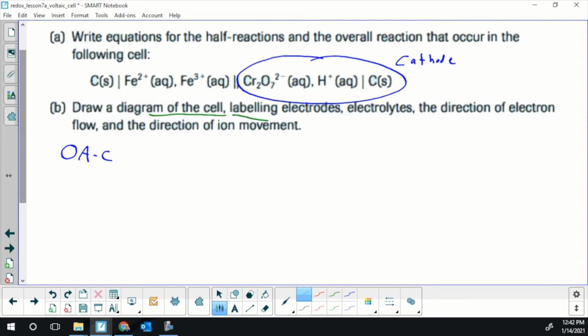The strongest OA is, well, there's dichromate and H+. Dichromate H+, there's my oxidizing agent. Okay, I didn't even look at the iron. Okay, that has to be at the anode. My table is going to tell me my reaction at the cathode. So it's dichromate, 14H+, 6 electrons.